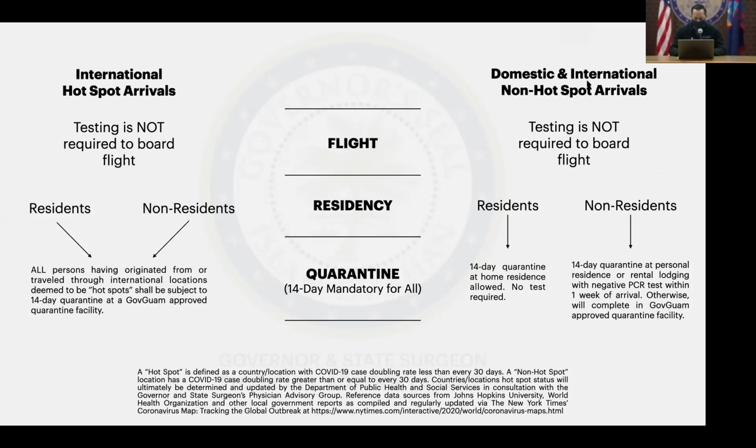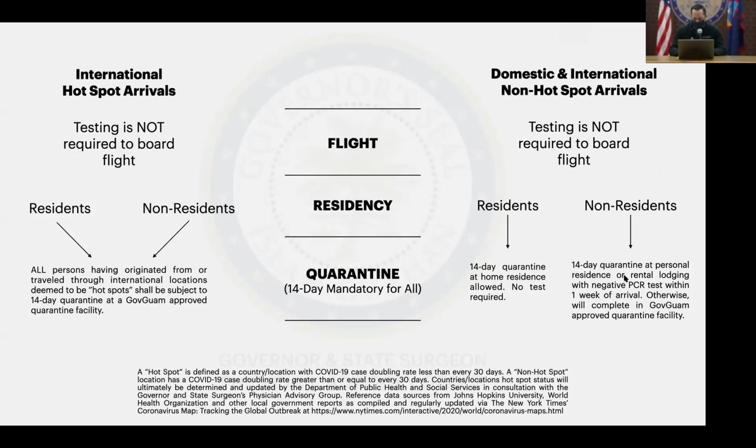And from domestic and international non-hotspots, if you're a resident, you'll be allowed to do your 14-day quarantine at home, and no testing is going to be required. For non-residents in this situation, we are allowing them to quarantine at their residence or rental lodging for the 14 days if they have a PCR test that is negative within 1 week of arrival.